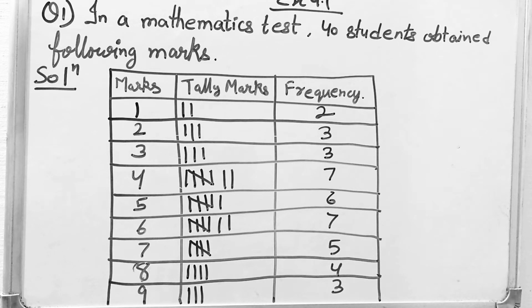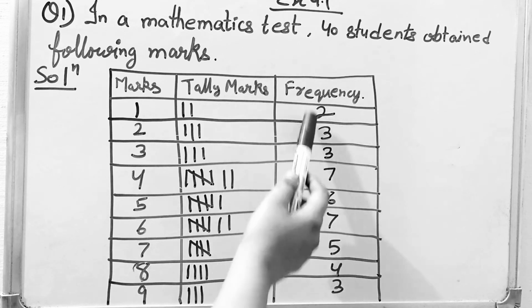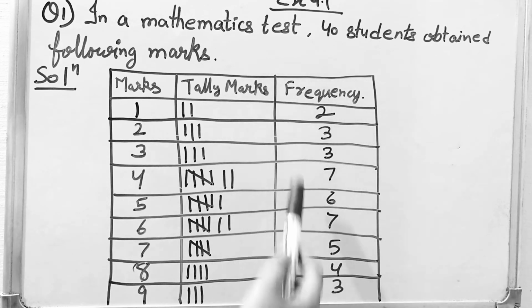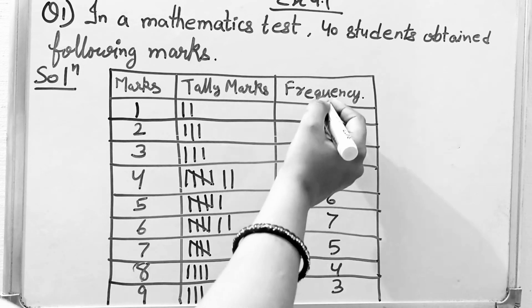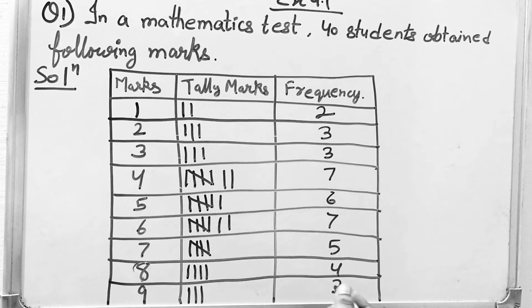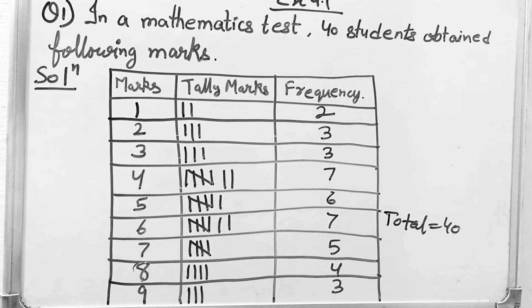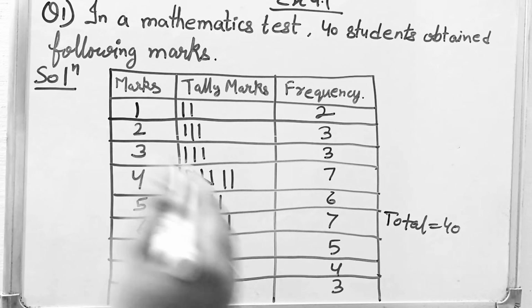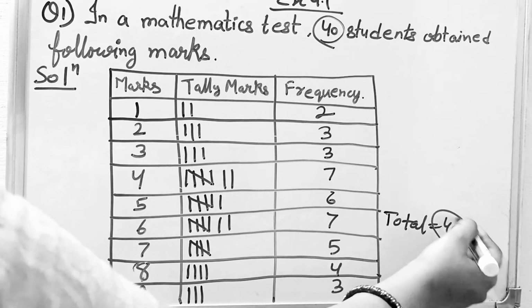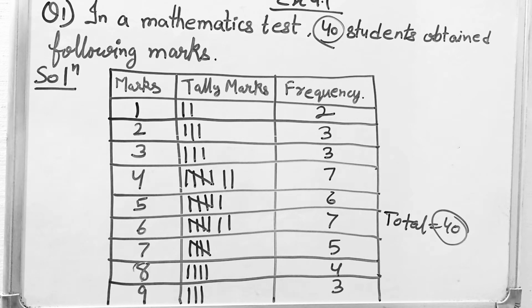Now there is one method to cross-check whether we have made this table correctly or not. For that, we just add up the frequencies. When we add them up and find the total, it will come equal to 40. So if the sum of all the frequencies and the number of members given in the question are the same, that means we have made the table correctly. Now there are 2 questions.